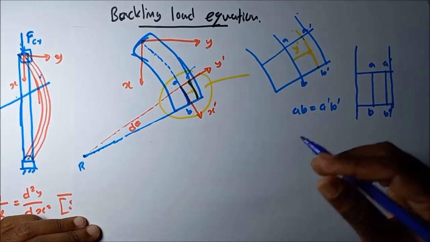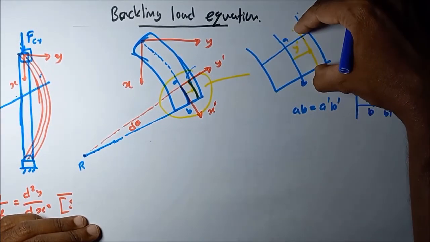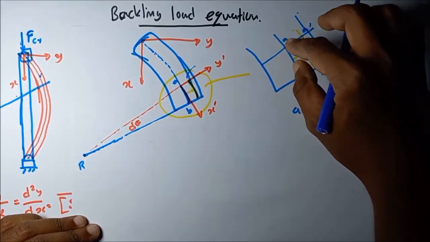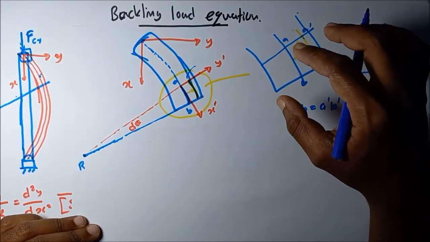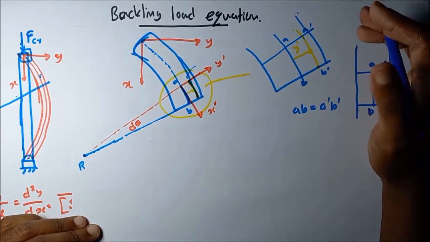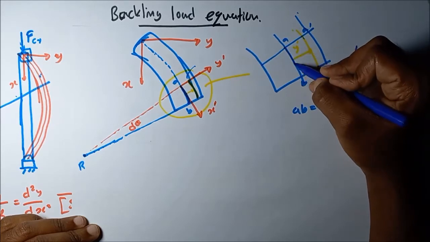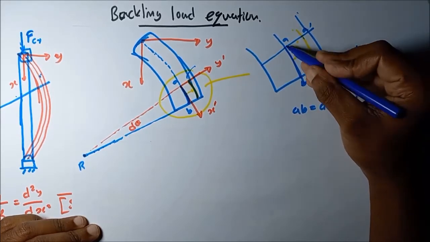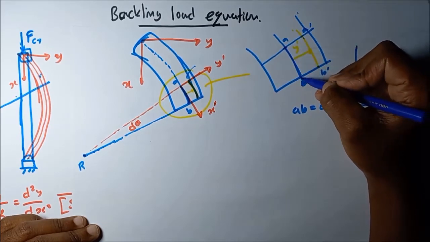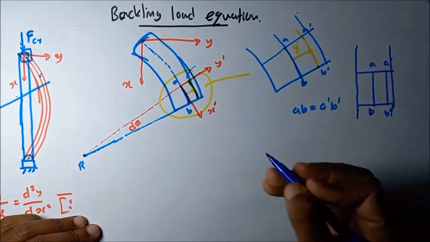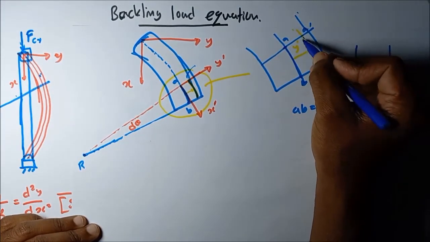Then after buckling, you can see this length has increased compared to AB, but this length has not changed, because the neutral layer does not undergo any compression or tension, so the length remains the same before and after loading. Only this A dash B dash length increases. So then we are going to find the strain developed on this layer.